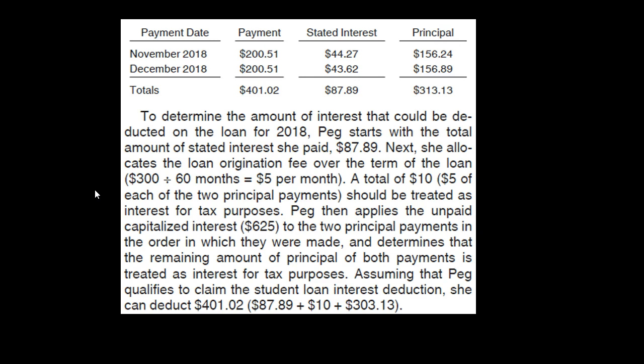Peg then applies the unpaid capitalized interest, $625, to the two principal payments in the order in which they were made, and determines that the remaining amount of principal of both payments is treated as interest for tax purposes. Assuming that Peg qualifies to claim the student loan interest deduction, she can deduct $401.